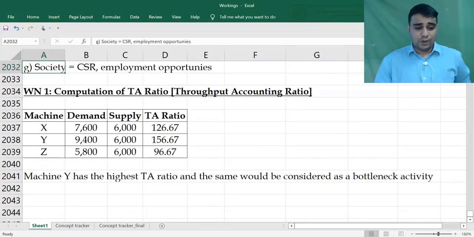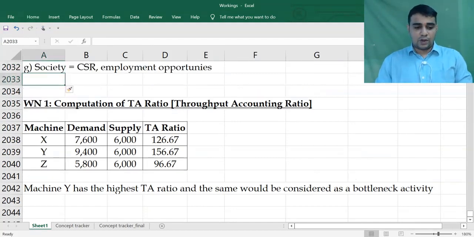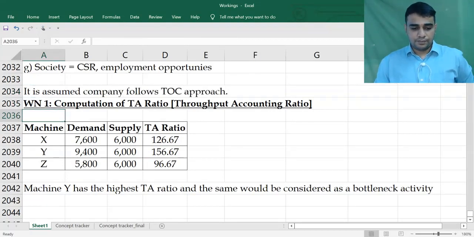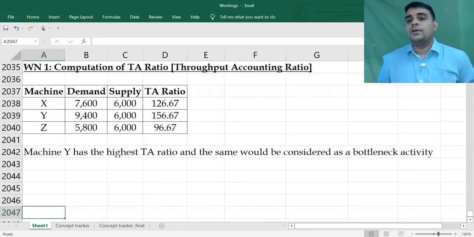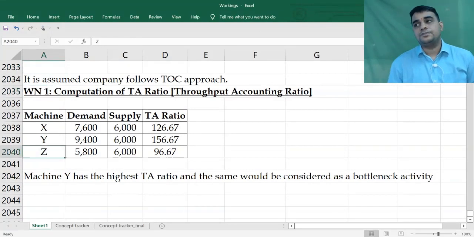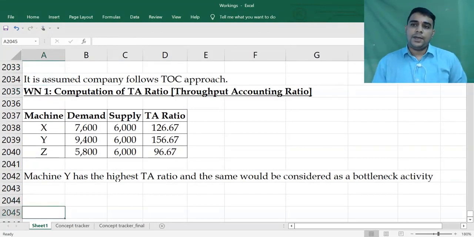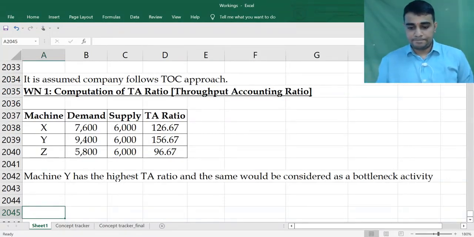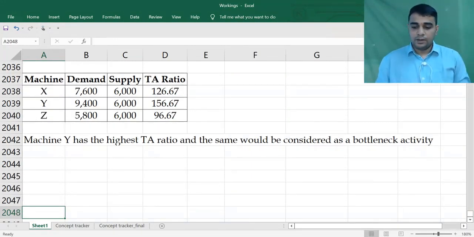Okay, I forgot to write this. Before I even start solving, you can just say it is assumed the company follows TOC approach. There will be questions where they tell you to do both marginal versus TOC. There are problems like that. Here my assumption is the company is following TOC approach. Clear?